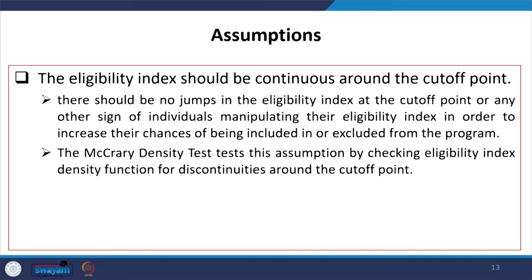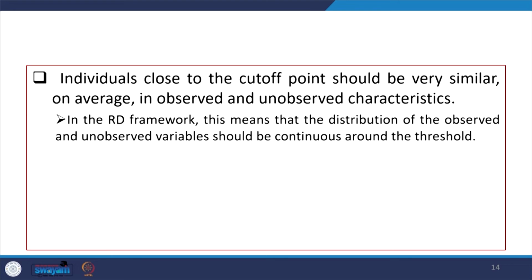So, there must be certain continuity in the expected frequencies. The McCrary density test tests this assumption by checking the eligibility index density function for continuity around the cutoff point. You can also follow this McCrary density test. Individuals close to the cutoff point should be very similar on average in observed and unobserved characteristics as well. In the regression discontinuity framework, this means that the distribution of the observed and unobserved variables should be continuous around the threshold point.